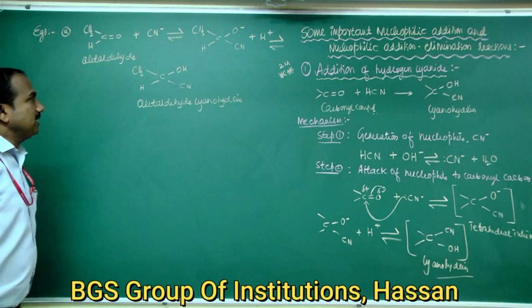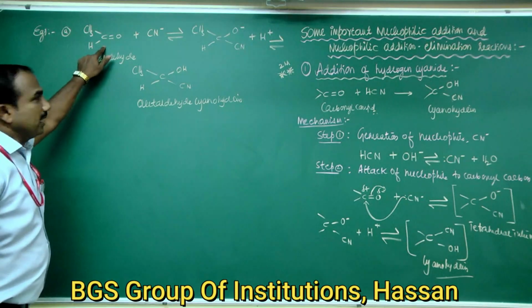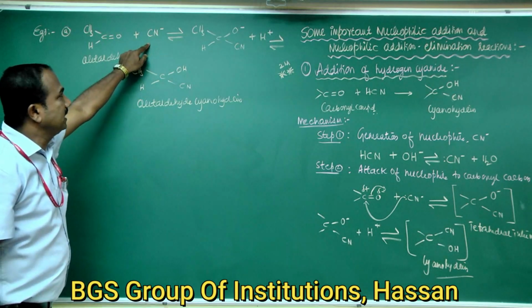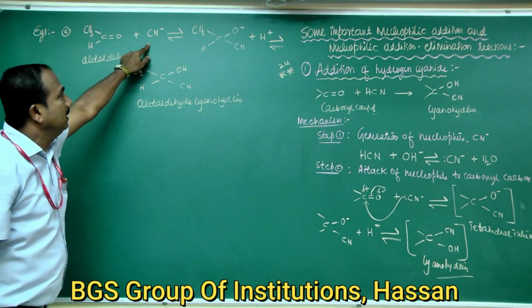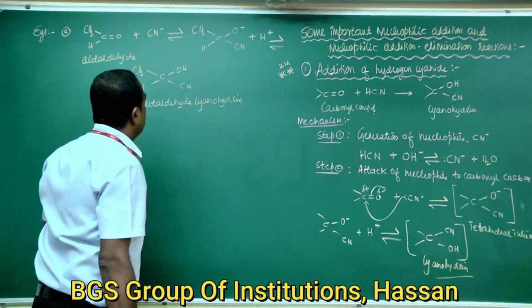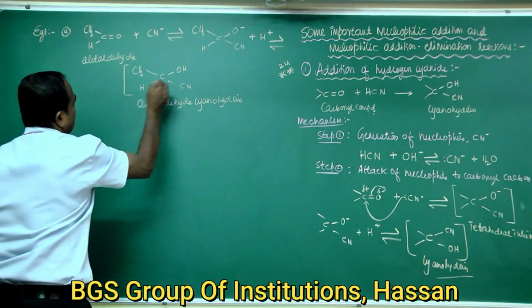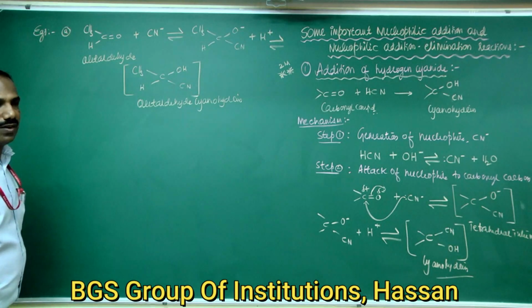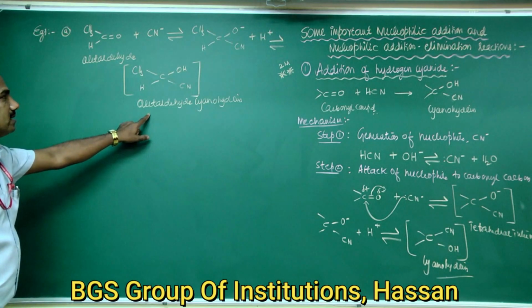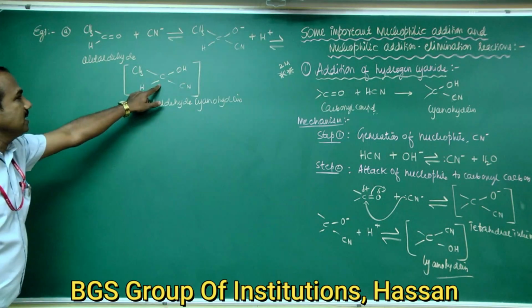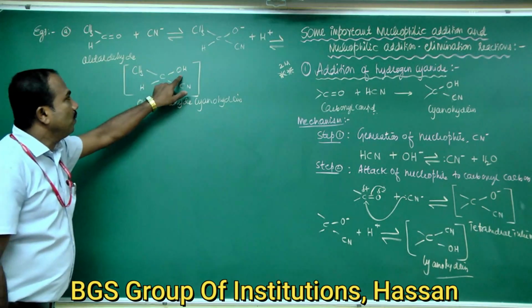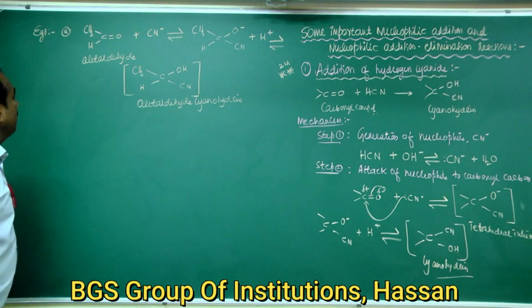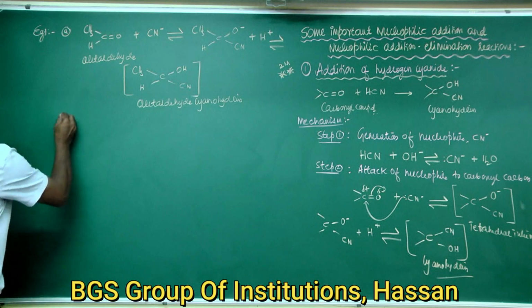In the examination they will give a question like this: CH3CHO plus HCN, arrow, question mark. You should write the structure and name, that is acetaldehyde cyanohydrin complex, CH3CH(OH)CN. This is acetaldehyde cyanohydrin.